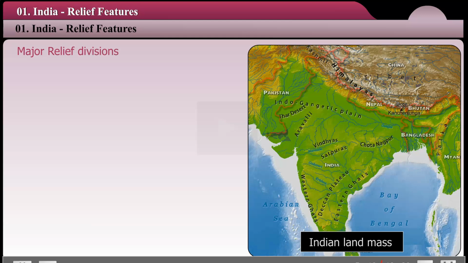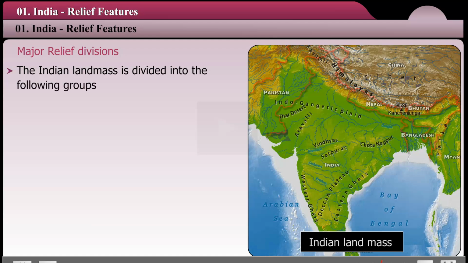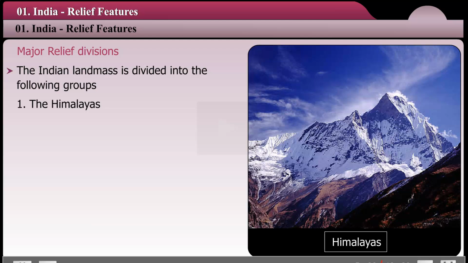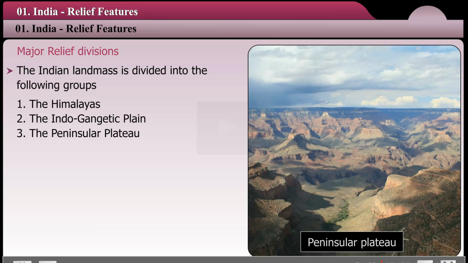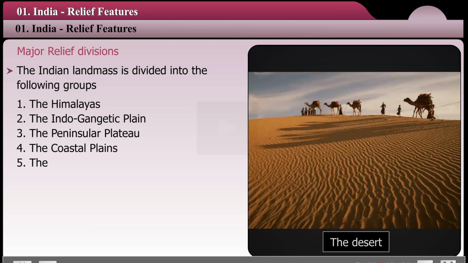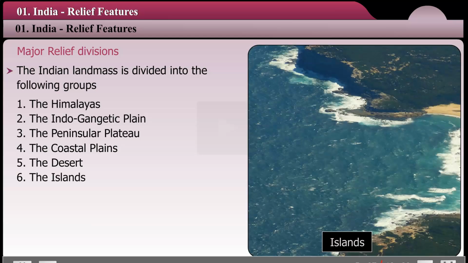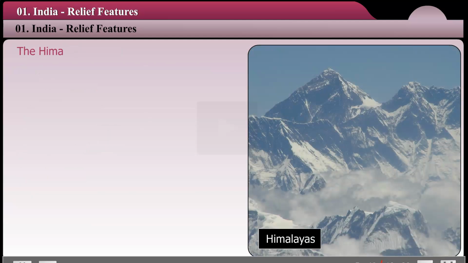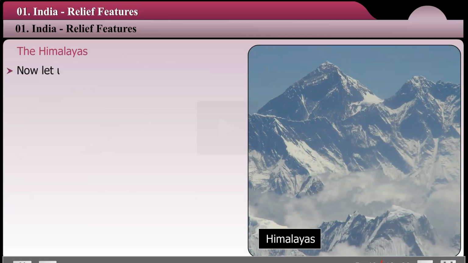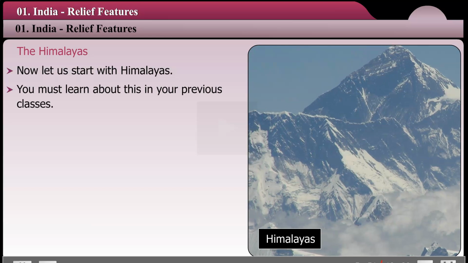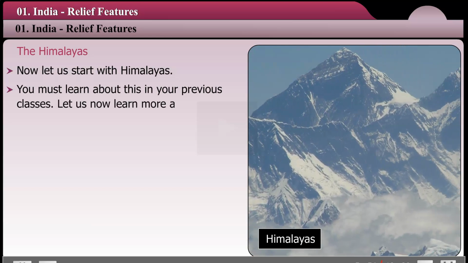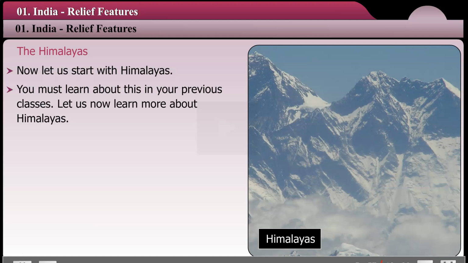Major relief divisions. The Indian landmass is divided into the following groups: the Himalayas, the Indo-Gangetic Plain, the Peninsular Plateau, the coastal plains, the desert, and the islands. Let us now learn about each division. The Himalayas. Now let us start with the Himalayas. You must have learnt about this in your previous classes. Let us now learn more about the Himalayas.